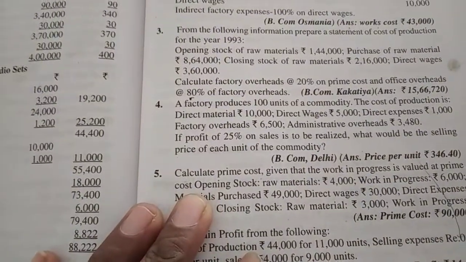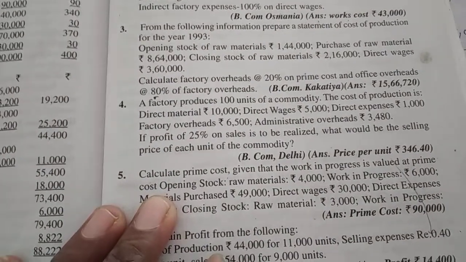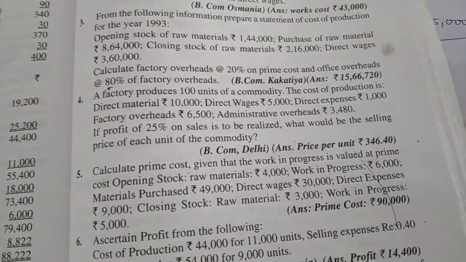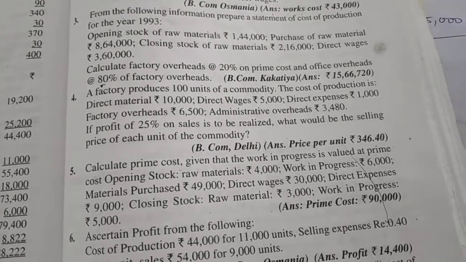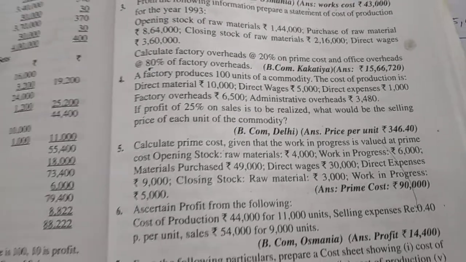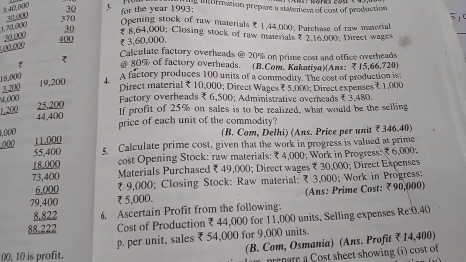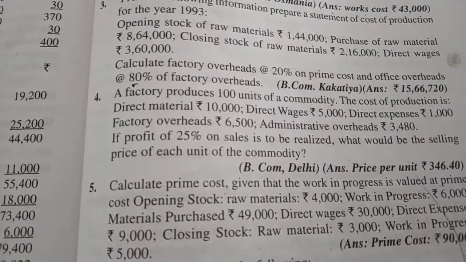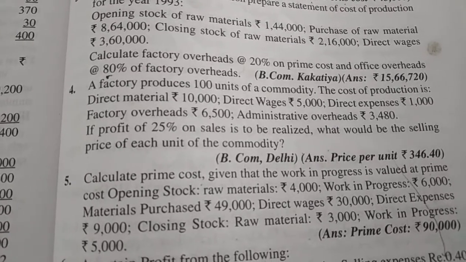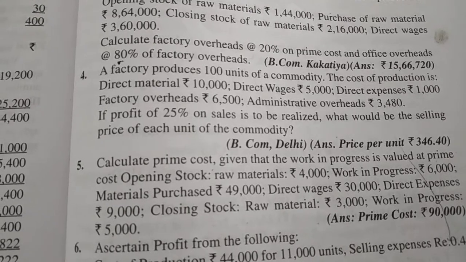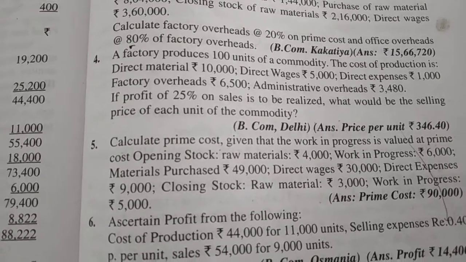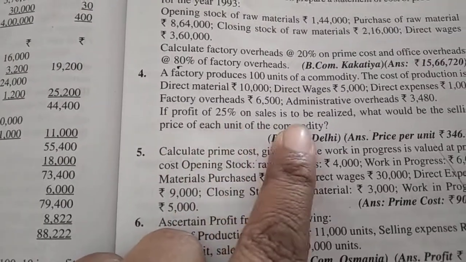Next, coming to the fourth question. A factory produces 100 units of a commodity. The cost of production is: direct material 10,000, direct wages 5,000, direct expenses 1,000, factory overhead 6,500, administration overheads 3,480. If a profit of 25% on sales is to be realized, what would be the selling price of each unit? Here the profit is given as 25% on sales.